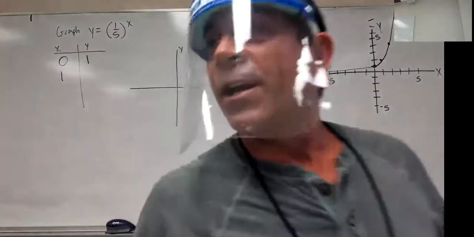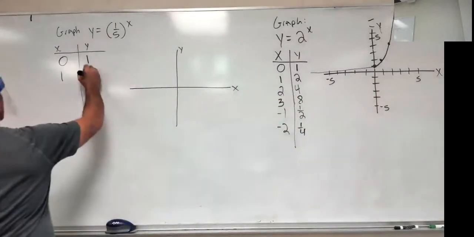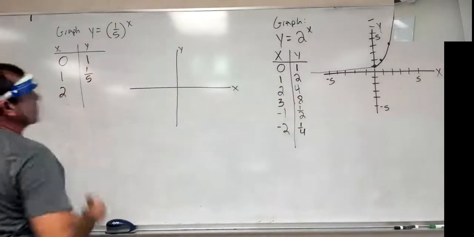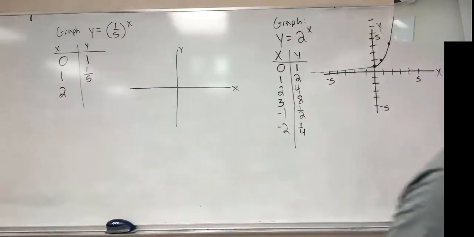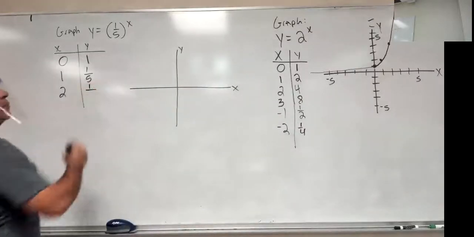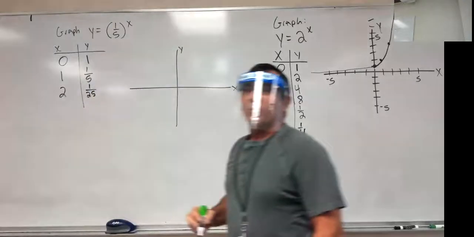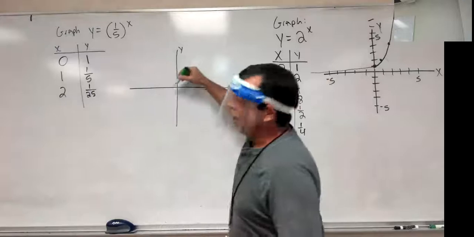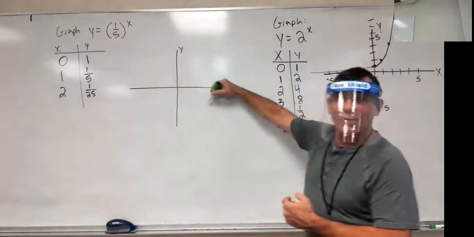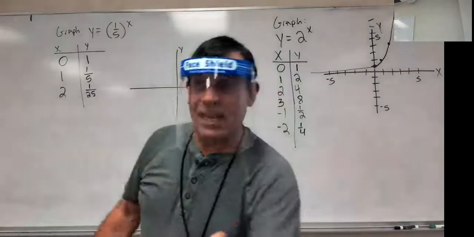If I put a 1 in there, 1/5 to the first power is just going to be 1/5, right? So 1/5 squared would be 1/5 times 1/5. So that's what, a 1/25. So what's happening when you got fractions, they're not growing. They're getting smaller and smaller, trying to get to that x-axis. So let's see what happens on the negative side with these.